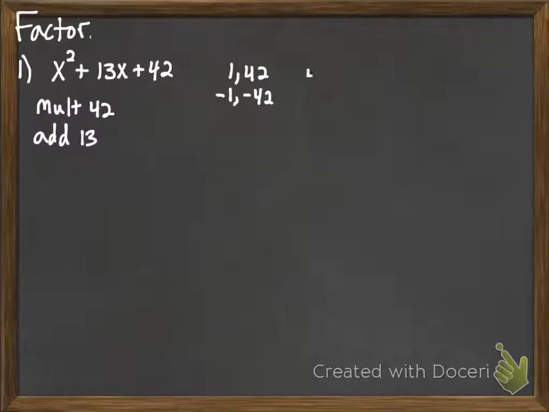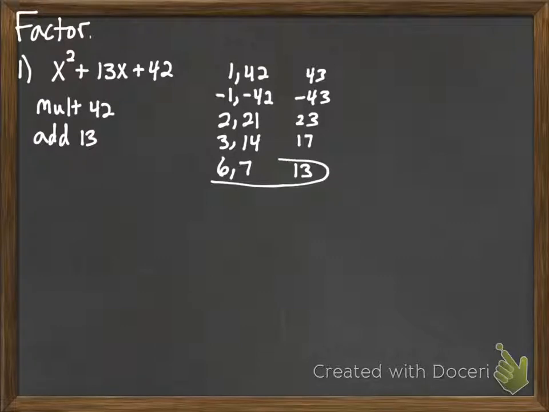Now 1 and 42 add to be 43, but notice that if we use negative numbers, the sign on the sum just changes. So we can really disregard negatives unless we need the sign change on what they add to. So we come up with 2 and 21, that's 23, still not what we want. 3 and 14 add to be 17. We're getting a little closer. 4 doesn't go into 42. 5 doesn't go into 42. Until finally we get 6 and 7, which add to be 13. That's the pair we want.